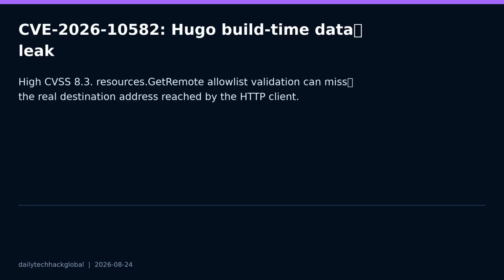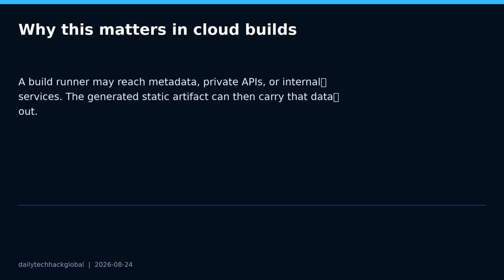According to the NVD record, the check inspects URL text and some canonicalized IPv4 forms, but it does not resolve hostnames and does not validate the address the HTTP client actually connects to at dial time. That means a hostname that resolves to a loopback, private network, or cloud metadata address can satisfy policy. If an attacker can supply a URL through content, front matter, a CMS field, or another publishing workflow, a build may fetch an internal endpoint and embed the response in the generated static site.